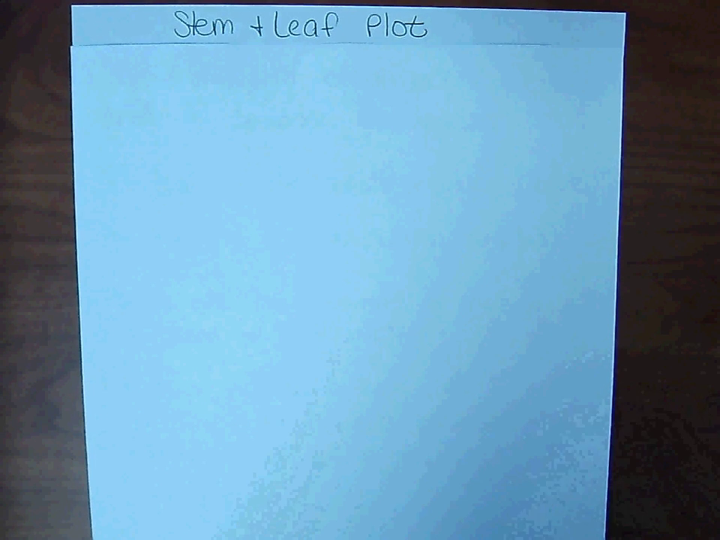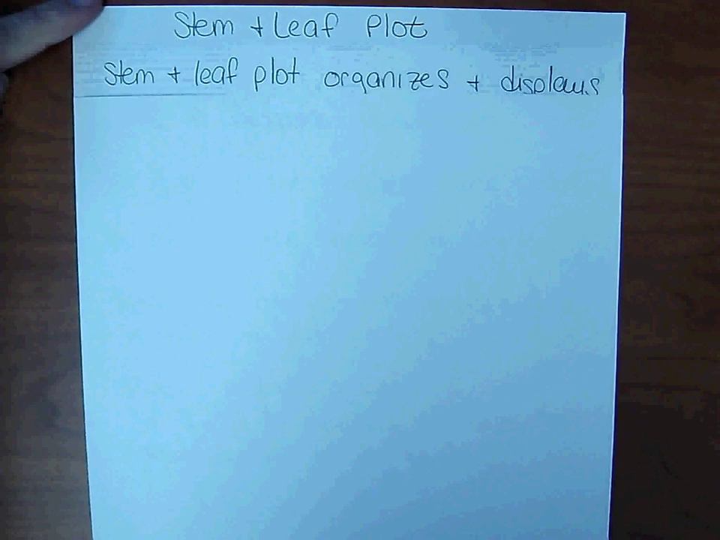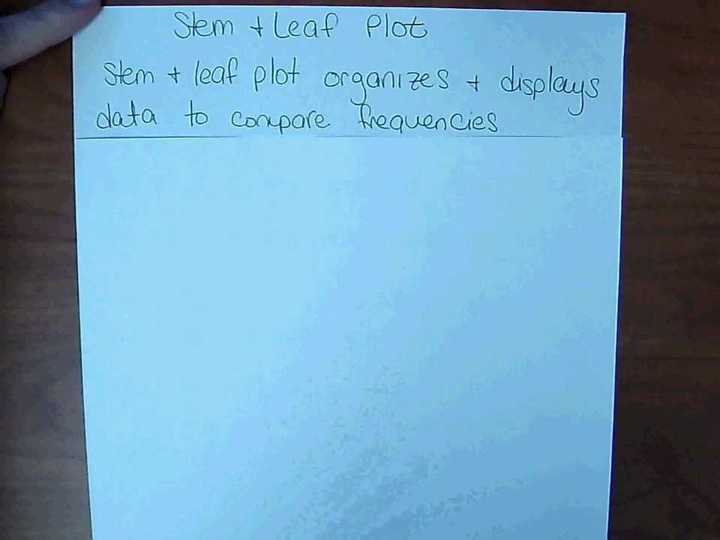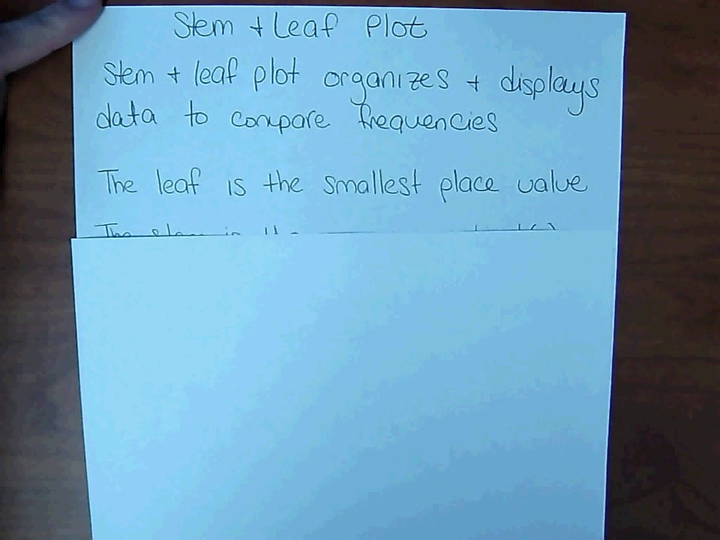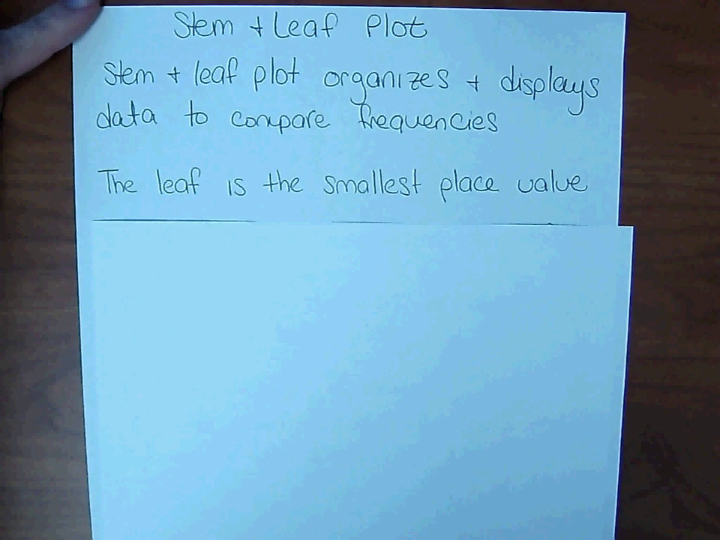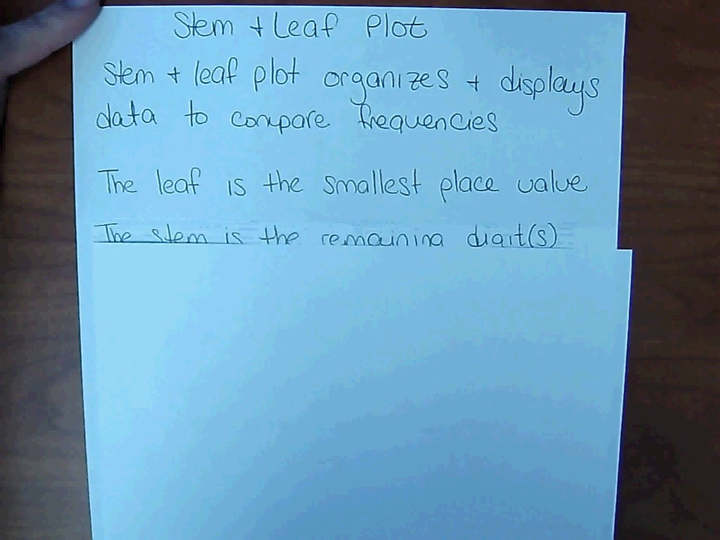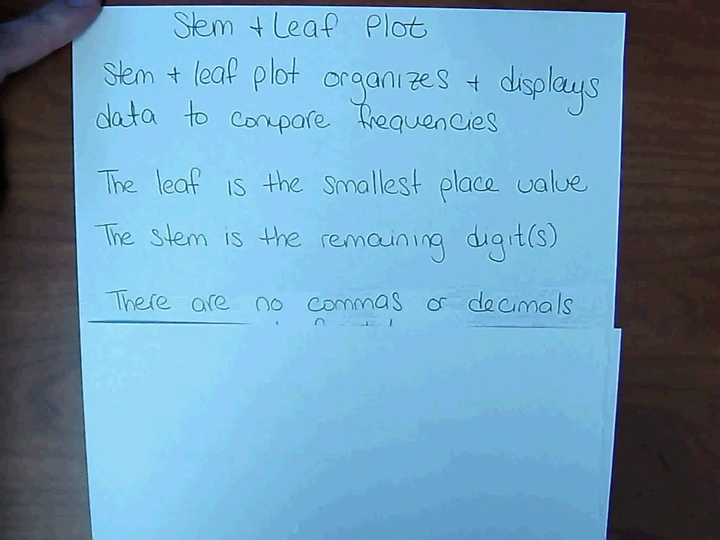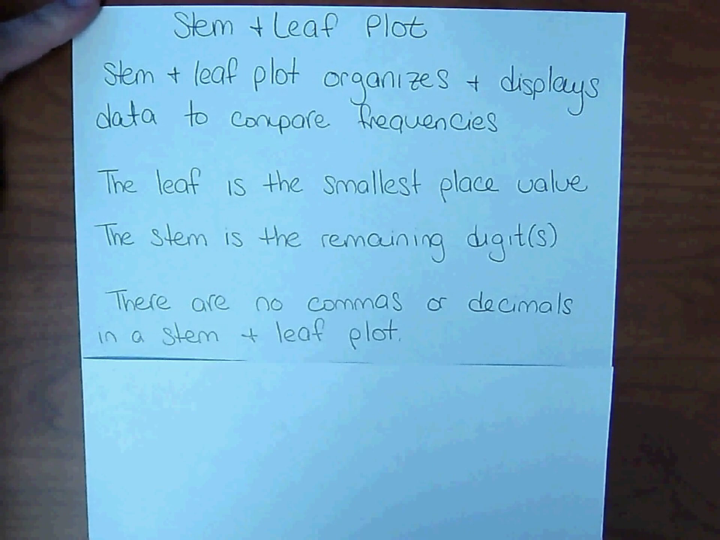Stem and leaf plots. A stem and leaf plot organizes and displays data to compare frequencies. The leaf is the smallest place value in the numbers. The stem is the remaining digit or digits. There are no commas or decimals in a stem and leaf plot.